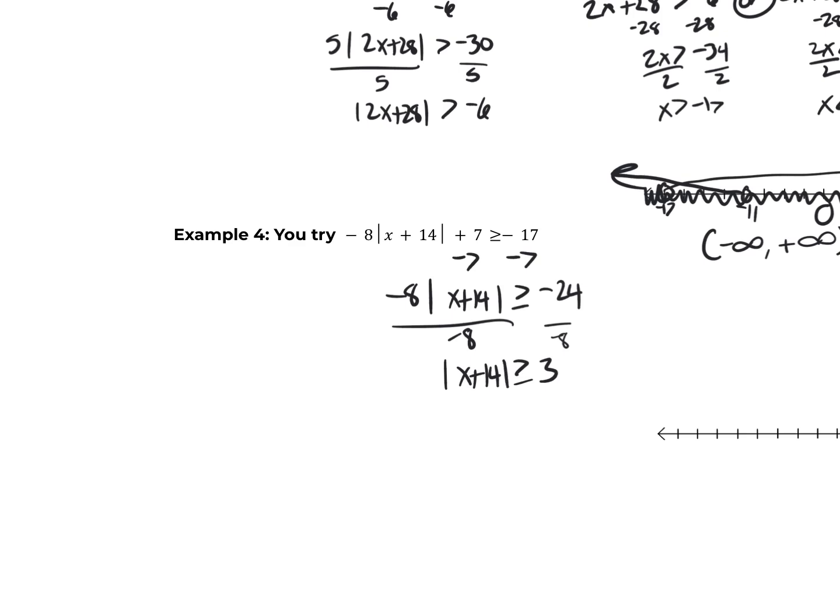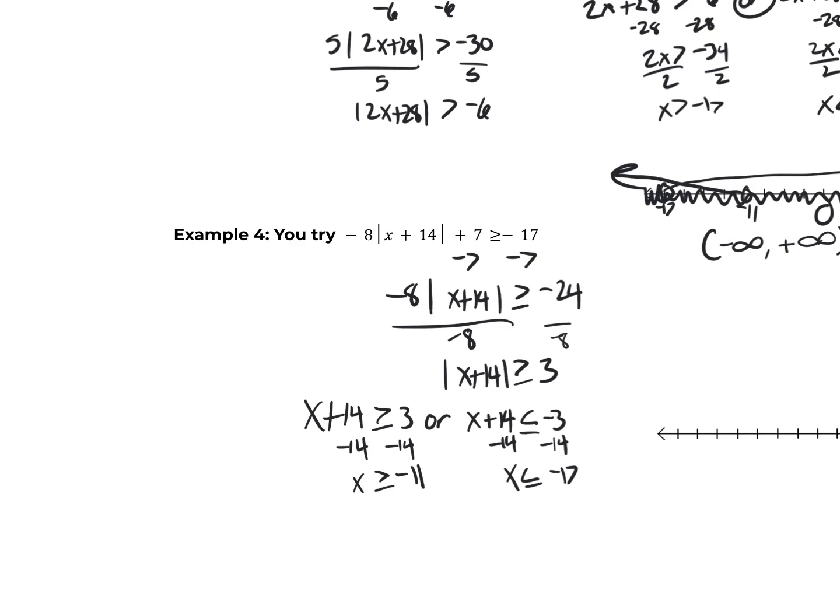So now I'm ready to split that into two cases. x plus 14 is greater than or equal to 3. And since it's greater than, it's going to be OR x plus 14 is less than or equal to negative 3. If I subtract 14 from both sides, I get x is greater than or equal to negative 11. Subtract 14 from this side, I get x is less than or equal to negative 17.